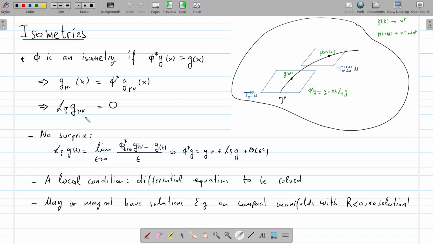This should be no surprise. If we had just taken the definition of the Lie derivative of the metric, we would have found the same result by this simple geometric formula.